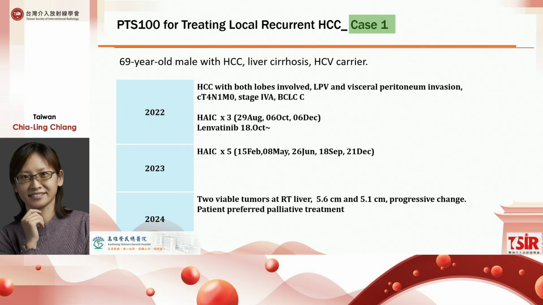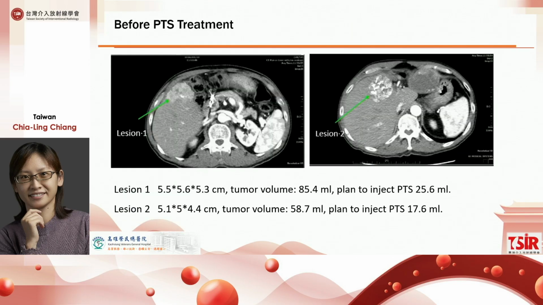there were 2 viable tumors at the right liver, showing continuous refractory to HAIC treatment, about 5 to 6 centimeters. And the patient was a little negative, and he didn't want any aggressive treatment. So we arranged PTS for him.